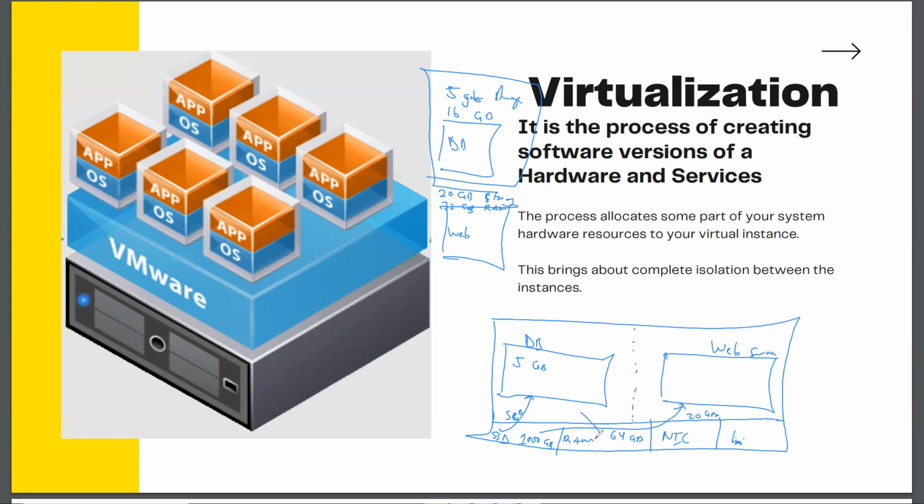And then for RAM, we're saying that this guy needs only 16 GB. And this guy will need 32 GB. So with virtualization, what we're saying is that, is it possible to make sure that they share?